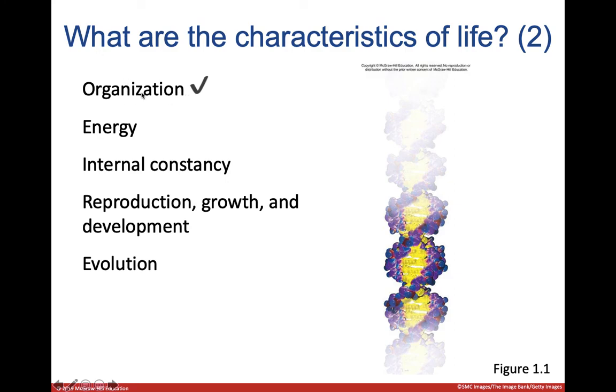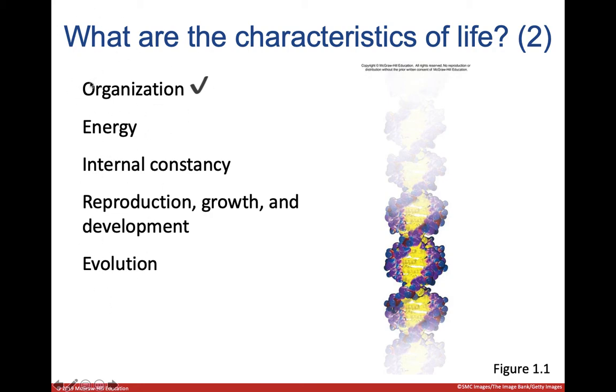So that's the levels of organization, how organization works, and what organization is, how life is organized. And that's our very first characteristic of life. Life on Earth is highly organized. Now, life on Earth is highly organized, but there are also things out there like rocks and viruses that are organized as well. They can't do the rest of this stuff.